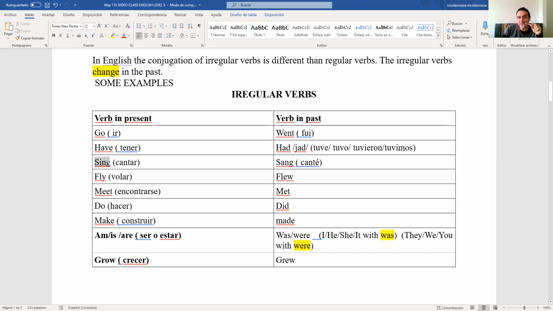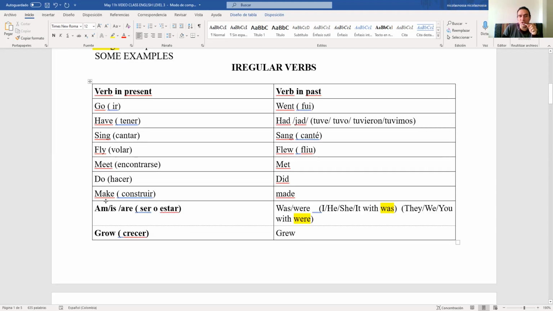The verb sing, cantar in Spanish. In past is sang, canté. The verb fly, volar in Spanish. Flew in past. Este es un poquito difícil la pronunciación, se pronuncia así: flew, okay, flew. El verbo encontrarse, meet, in past is met. El verbo hacer, do, in past is did. El verbo construir, make, in past is made, made in China, made.